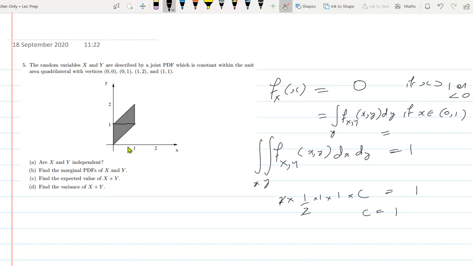Yeah, what is the marginal on x? So if you look at it, it is constant. Essentially in 0 to 1, the marginal on x is constant. Why is that? For any x, the amount of mass is the same. So it is in 0 to 1, and this is actually also 1. Okay. What about the marginal on y?